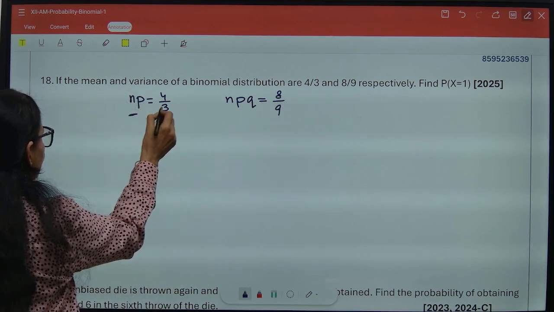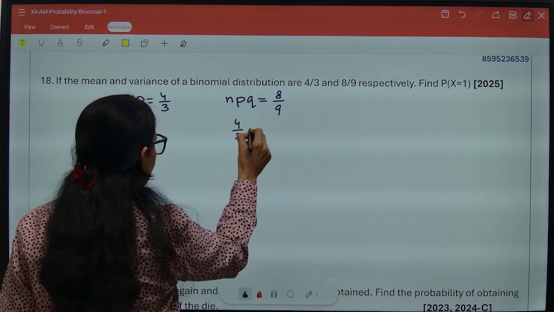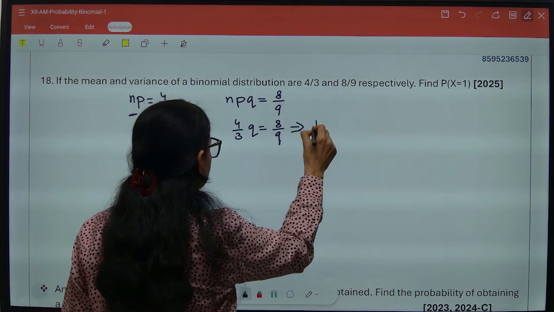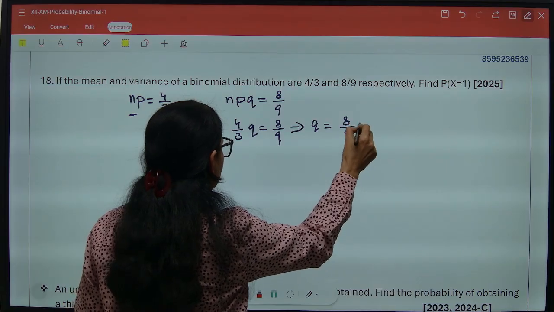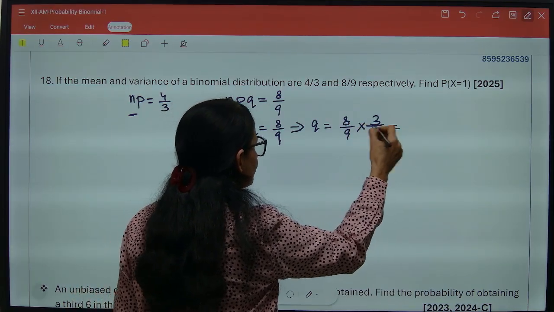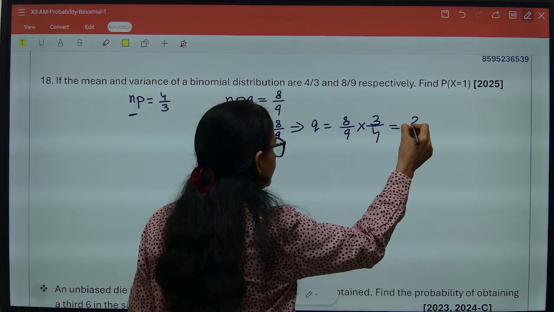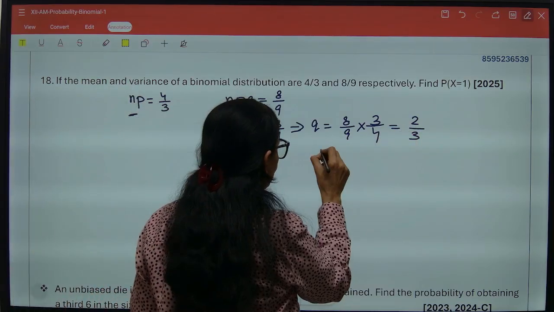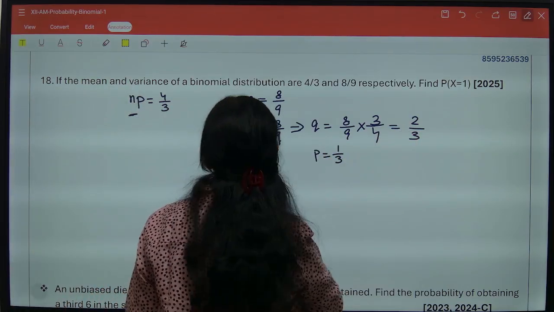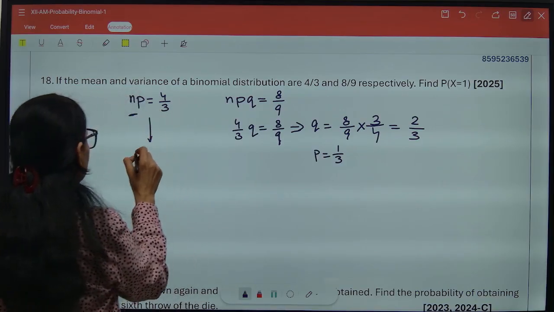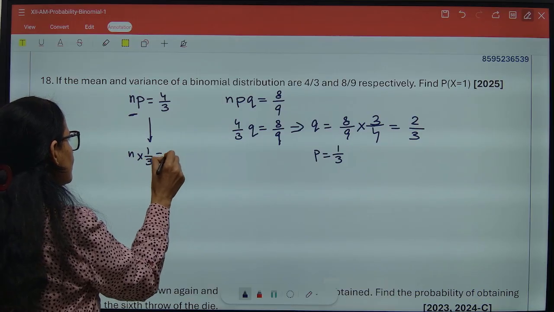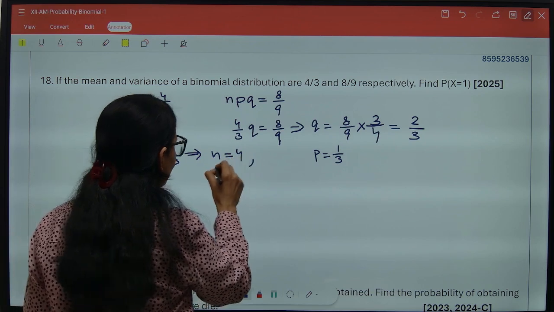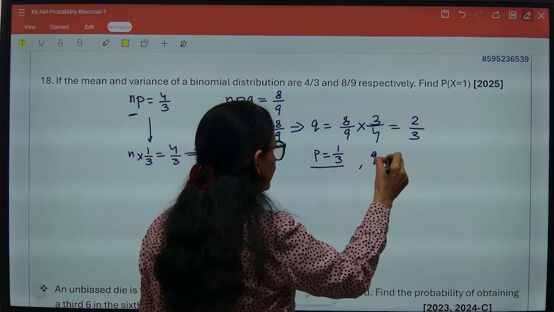So if I put the value of np as 4 by 3 in this, I get 4 by 3 q as 8 by 9. So that means the value of q is 8 by 9 into 3 by 4. So this comes out to be 2 by 3. Now if q is 2 by 3, p is 1 by 3. And if p is 1 by 3, n into 1 by 3 is equal to 4 by 3. So that gives us the value of n as 4. So n is 4, p is 1 by 3 and q is 2 by 3.